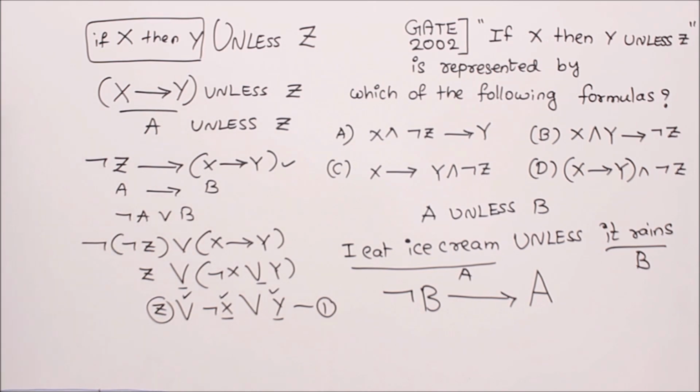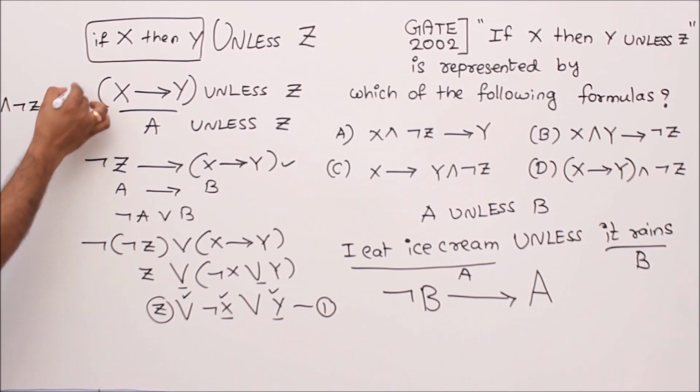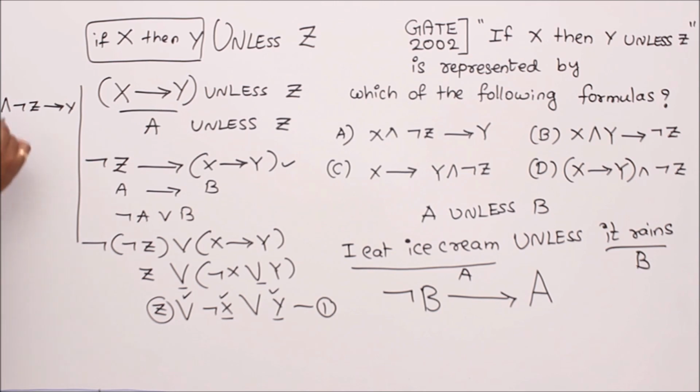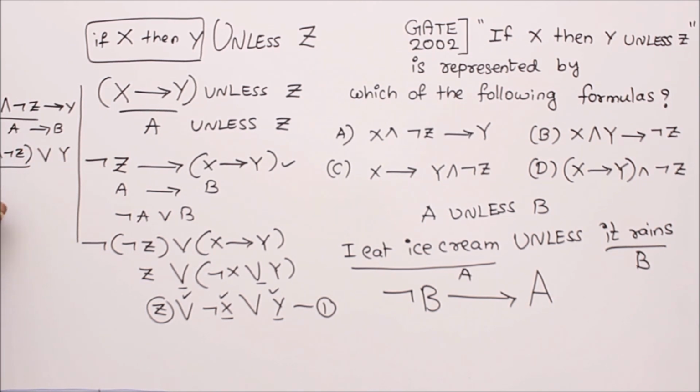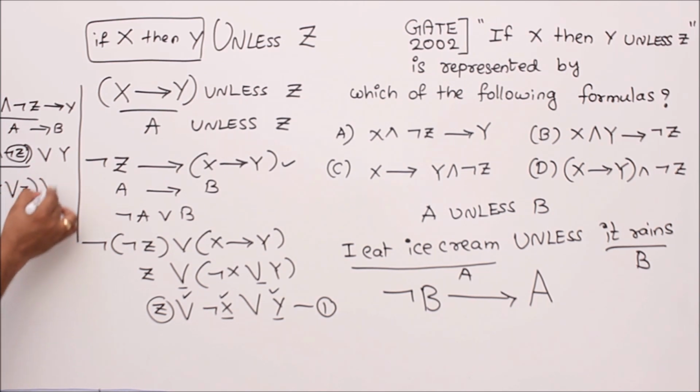That is X and negation Z implies Y, correct? Here again it is an A implies B structure, so that is nothing but negation A, that is negation of (X and negation Z), or B. B is nothing but Y. Let's simplify this part with De Morgan's law. Negation of (X and negation Z) is nothing but negation X or negation of negation Z, that is Z. So that will become negation X or Z or Y.